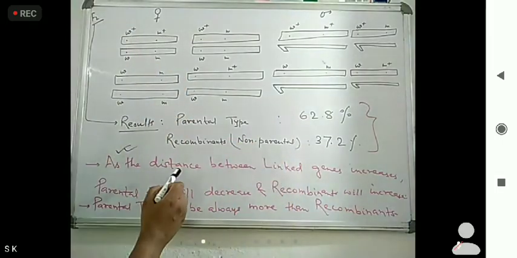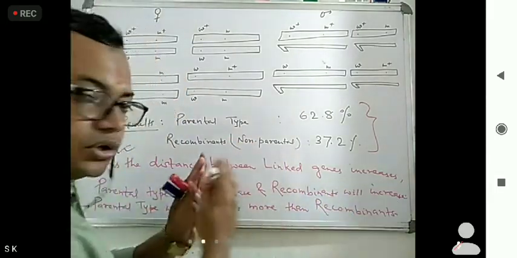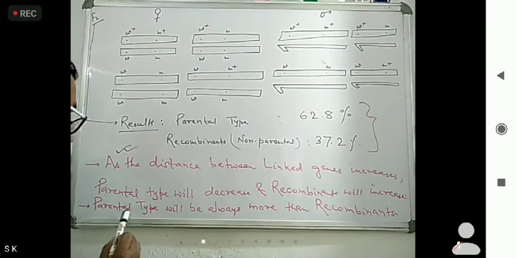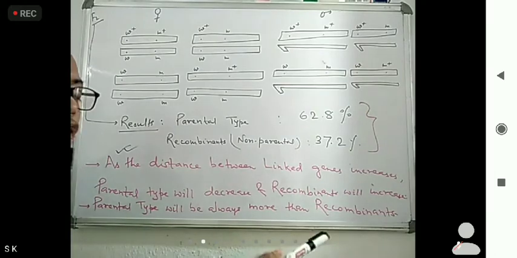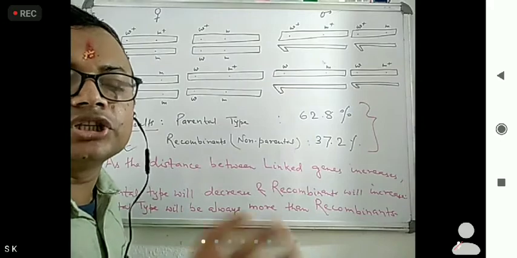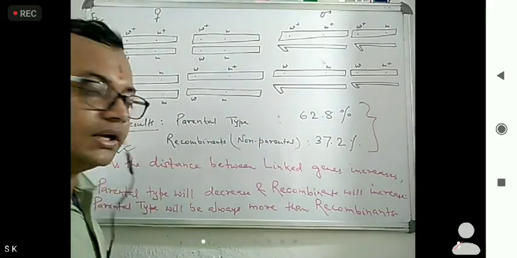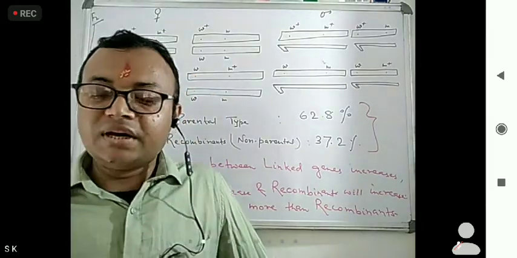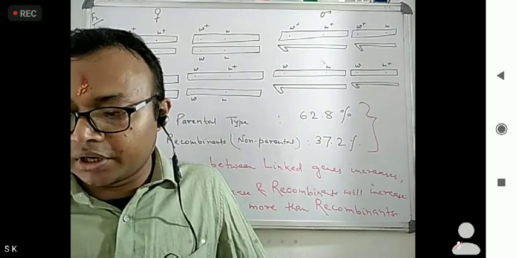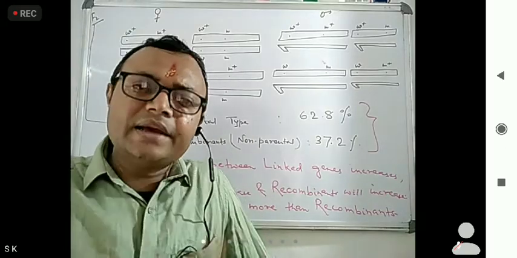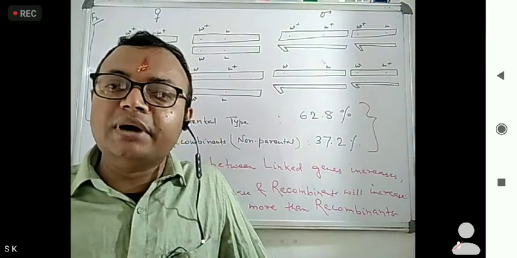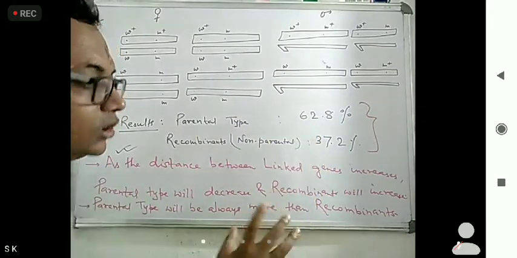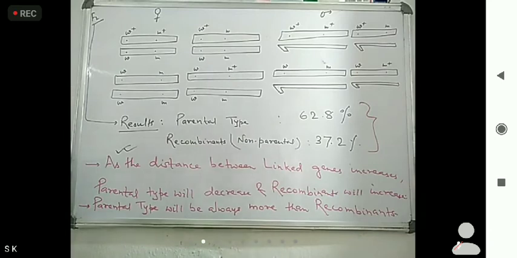And what was the conclusion of these two crosses by Morgan? As the distance between linked genes increases, parental type will decrease and recombinants will increase. But recombinants never cross parental type, meaning the recombinants value will always be lesser than parental types. So these were the outcomes of the dihybrid cross conducted by Morgan. You have to remember this ratio, it is very important.